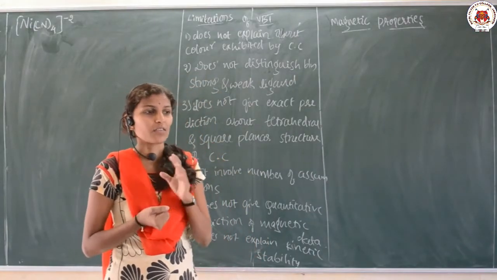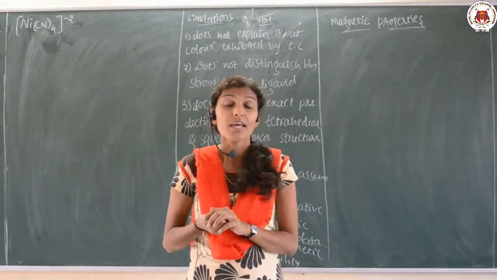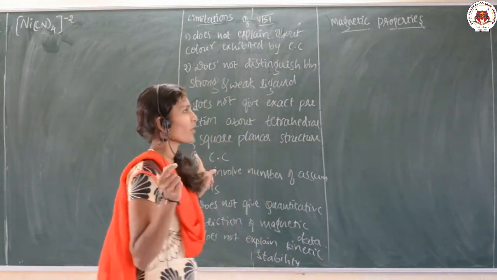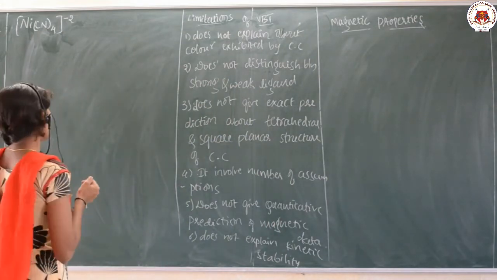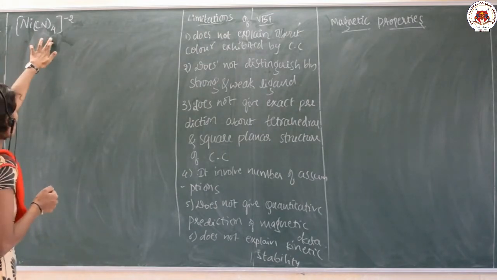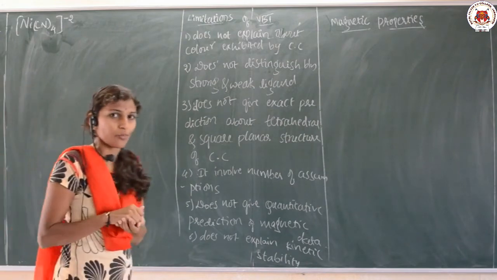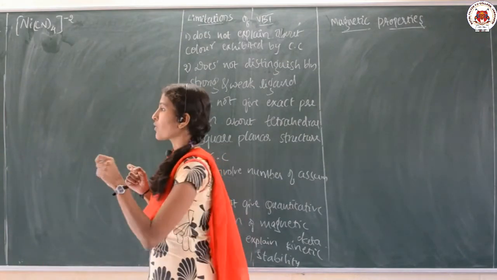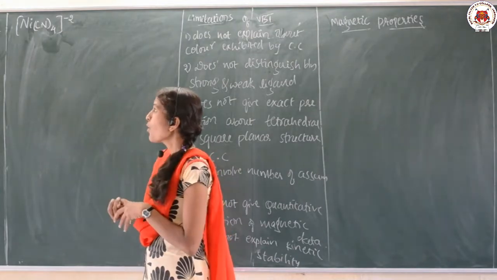In our last class, we discussed 3 examples of VBT, and today this is the last example for the VBT which is mentioned in your NCERT book. Let us go for that one. Here [Ni(CN)4]2- is the given complex ion. For this we need to find out the hybridization, its geometry and its magnetic properties.